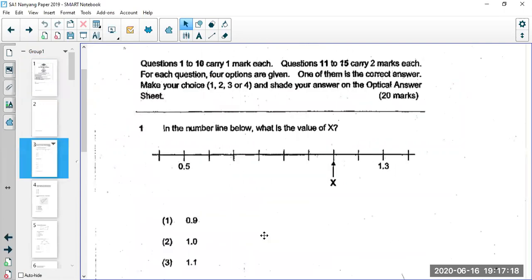Question one. In the number line, what is the value of x? Now, you can see that there are two decimals, so it's a bit hard to compare, right? How many gaps are there?